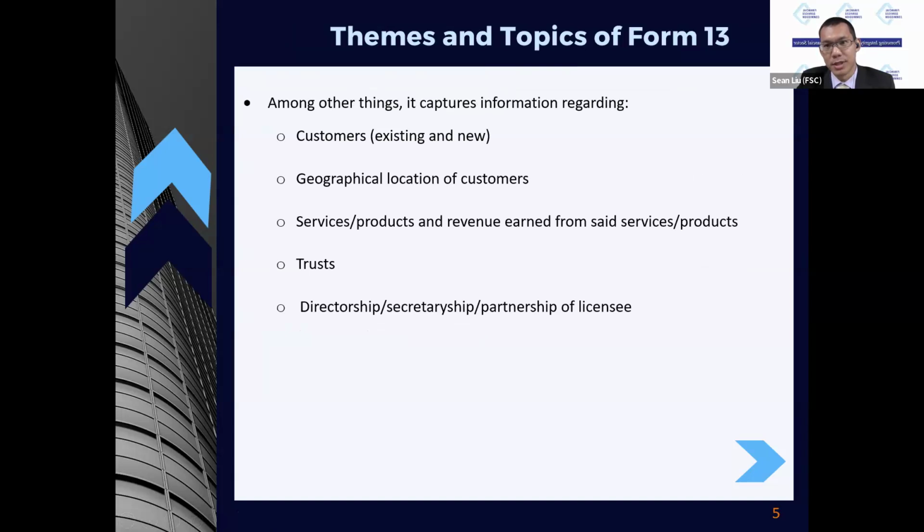These are the themes and topics covered by Form 13. It will capture information about your customers, existing and new customers, new meaning any customers that would have enrolled during the reporting period. It will capture information on the geographical location of your customers. It also requests information about the services and products and revenue earned from said TCSP services and products. We also capture information about your trust and director, secretaryship, and partnership with the licensee, in other words, the management of the licensee.